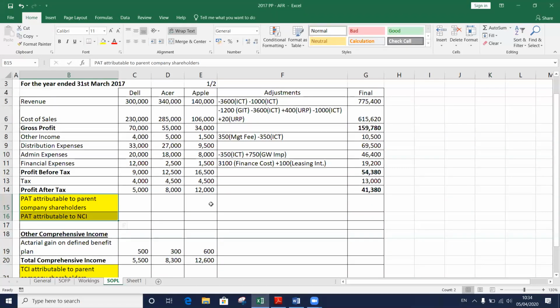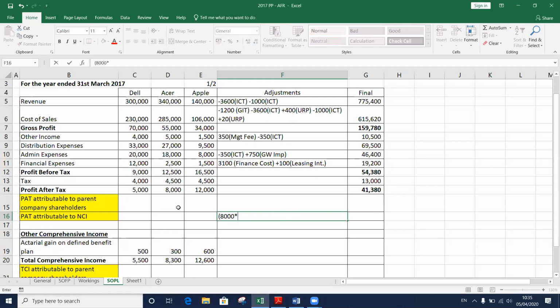We need to allocate how much of this goes to our parent company shareholders and how much goes to NCI. Right. Acer is one of our subsidiaries. What is Acer's profit after tax? 8,000. This figure 8,000. Out of this 8,000, what is Acer's NCI percentage? 25%. So out of this 8,000, 25% should go to NCI.